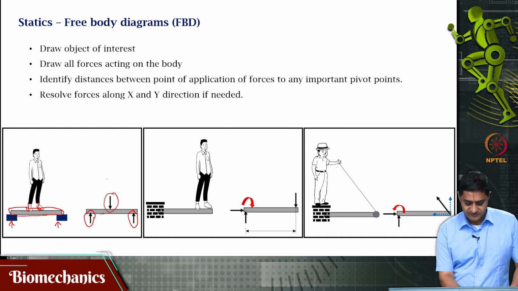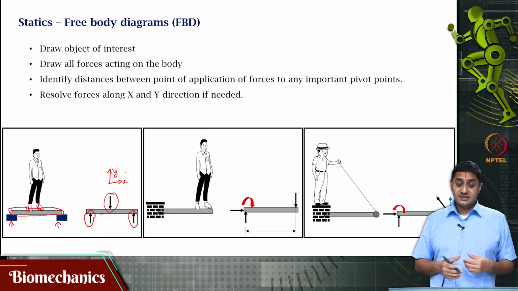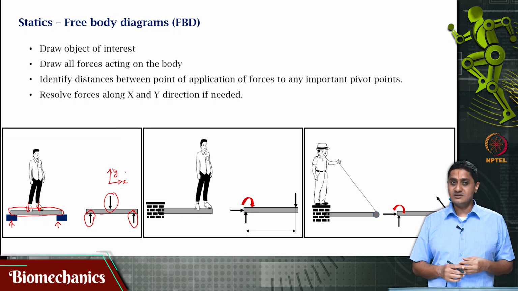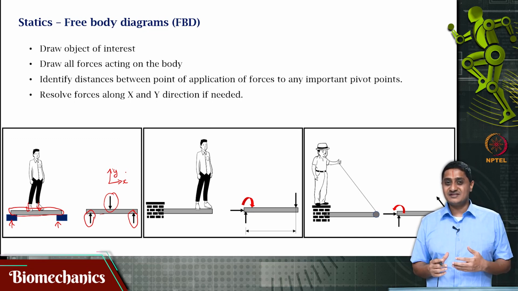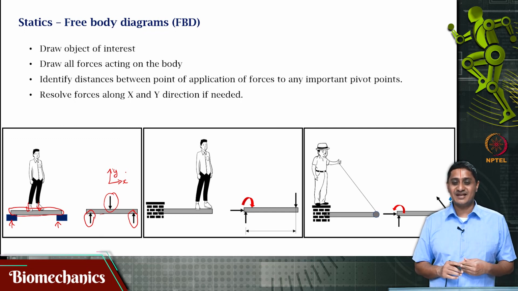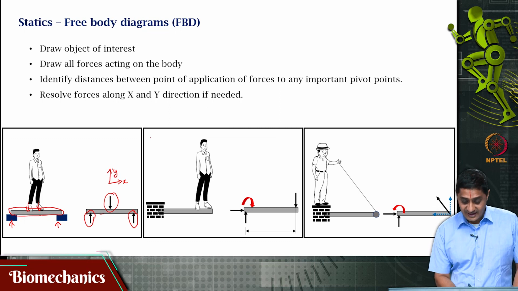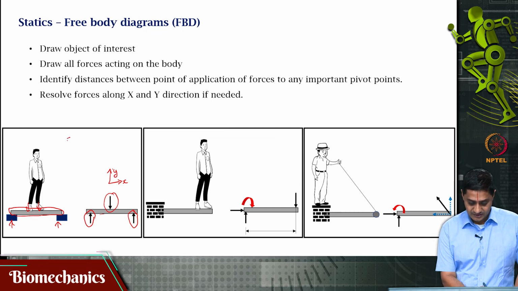Let us assume for the purpose of discussion that this is the x axis and this is the y axis. Because I know that there is no acceleration, we know from Newton's law that F is ma, and since a is 0, sigma F is 0. That means there is no net force acting on this object. So, I can say sigma F in the y direction, for example, is 0.